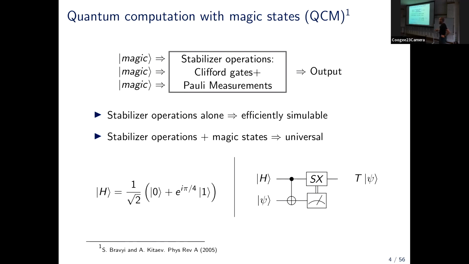And the question we're going to try to answer is, which states can you feed into the input here while still doing useful quantum computations? For example, if you just use stabilizer states, obviously there's nothing useful there because you can simulate everything on a classical computer. So we want to characterize which states are useful.